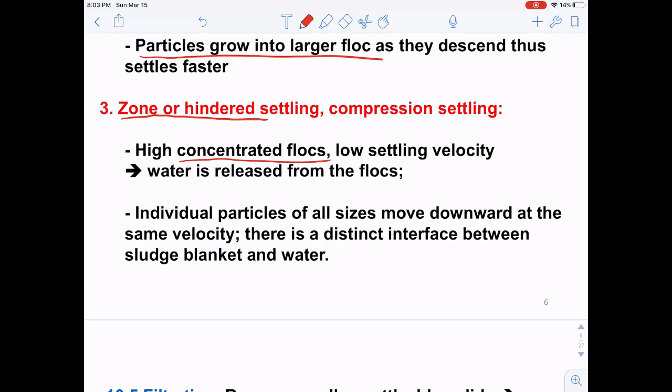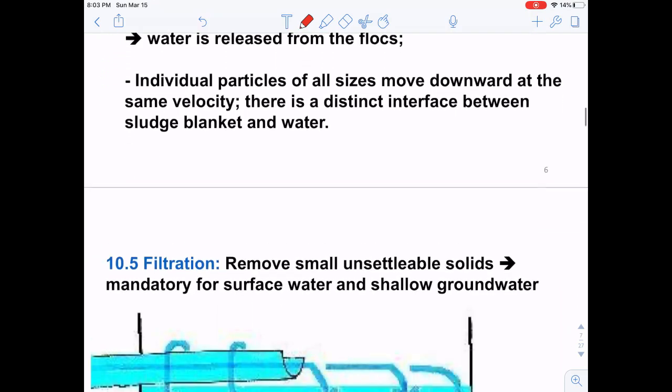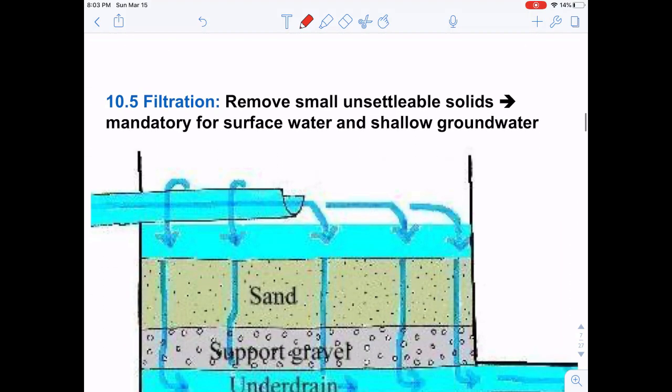We also have the mechanism called zone settling, or hindered settling, or compression settling. Basically, we have a zone with very highly concentrated flocs, and this creates a lower settling velocity because some water is trapped in these flocs. Okay, so this is the general idea of sedimentation.